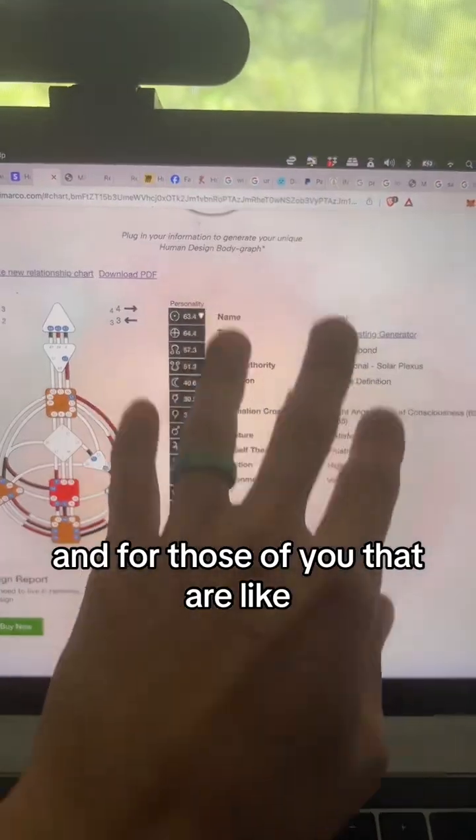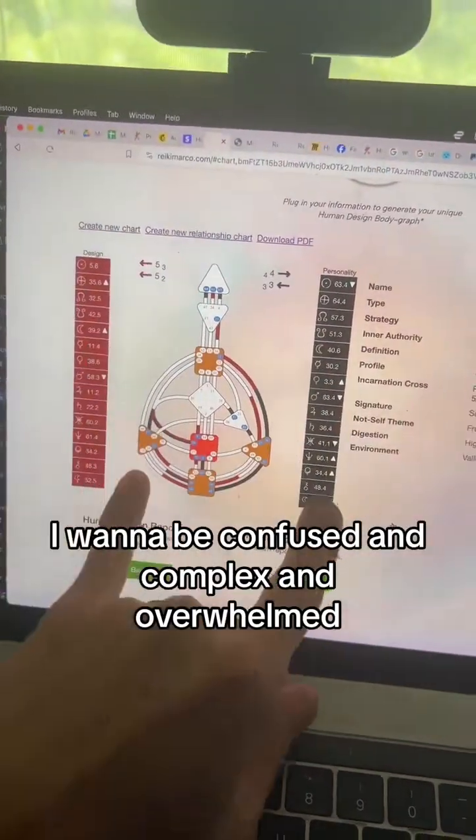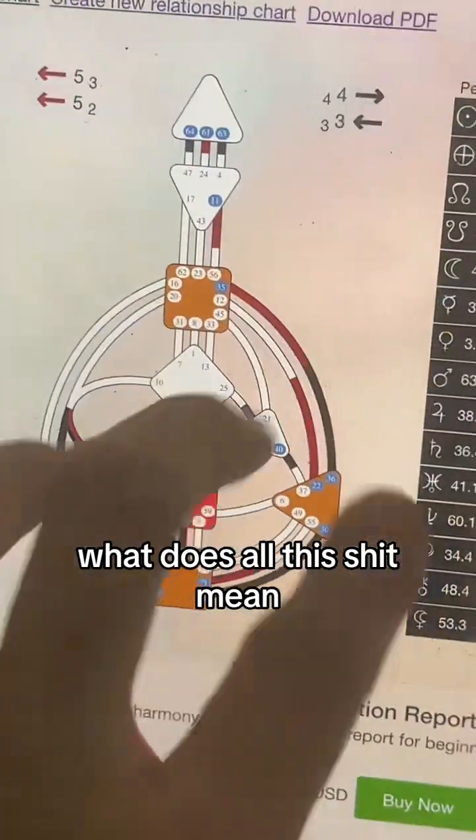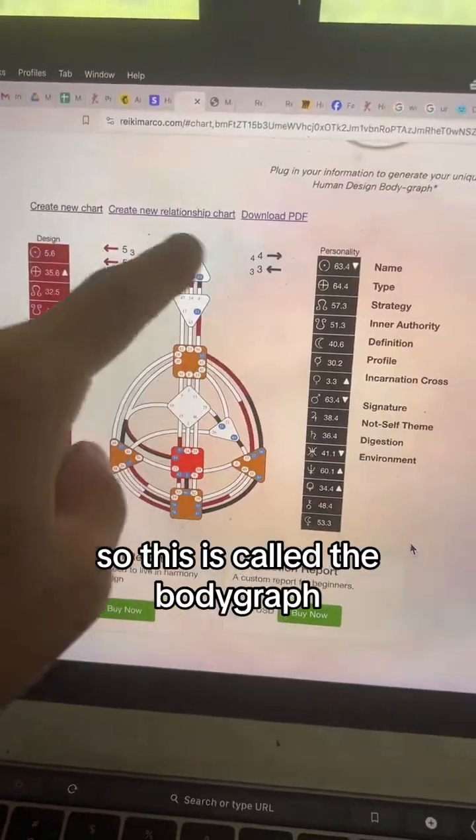And for those of you that are like, okay, yeah, cool, I want to be confused and complex and overwhelmed, what does all this shit mean? Cool, let's look into it. So this is called the body graph.